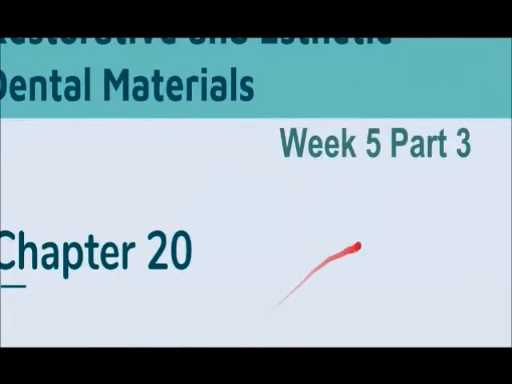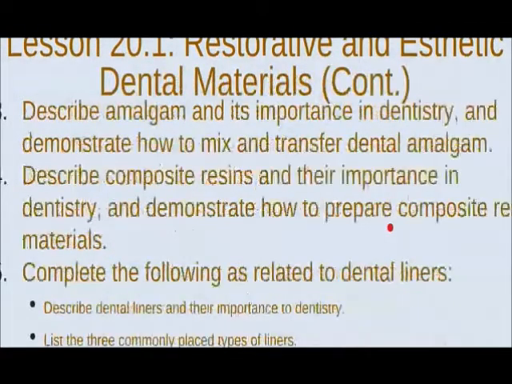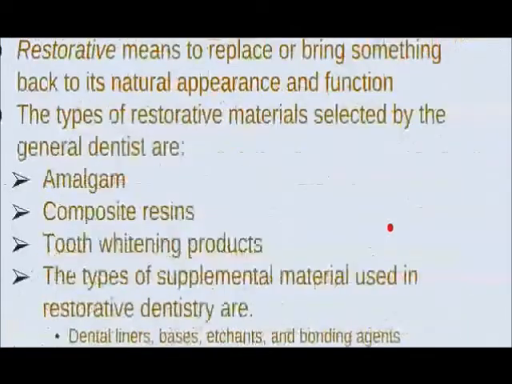Okay, so this is the last chapter that we're going to cover tonight, and it is about the materials that we use for bringing back the form and function of the tooth. Our objectives. So to restore means to bring back the form and the function, the natural shape and function. And by far the two most common materials we use are amalgam and composite. Amalgam, as I've said, is the silver filling material. Composite is the white material. And then we've got some other things.